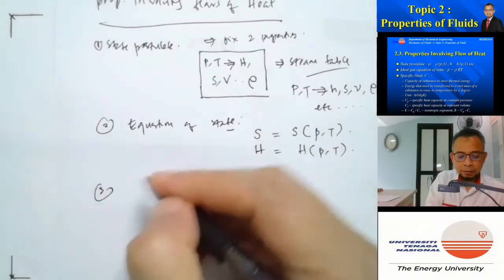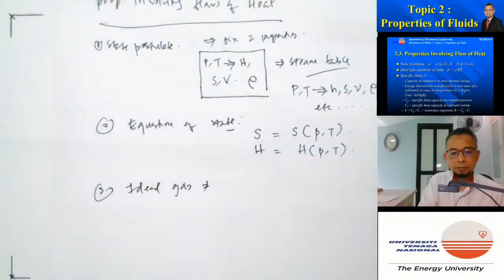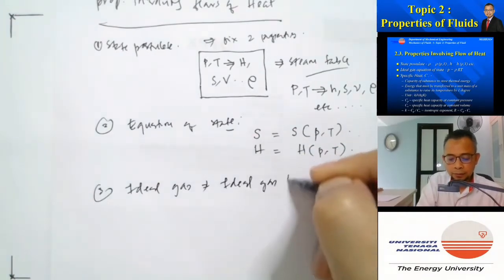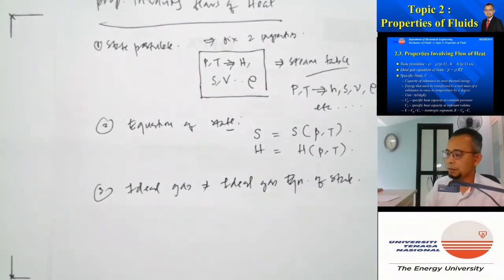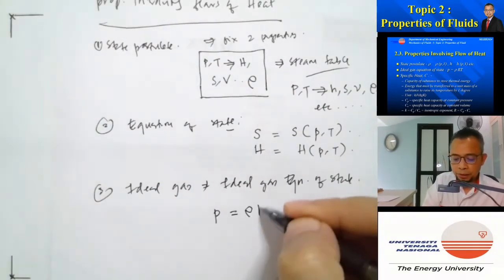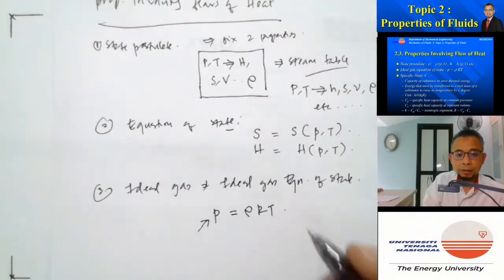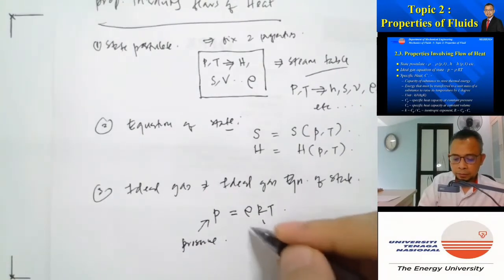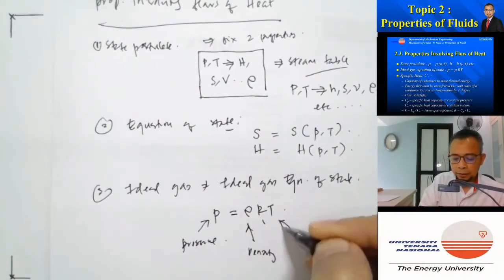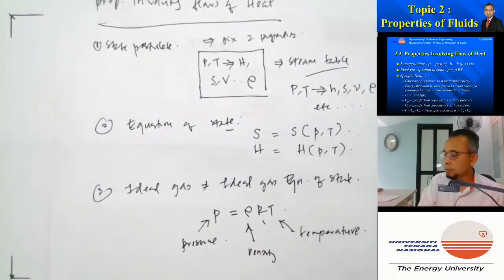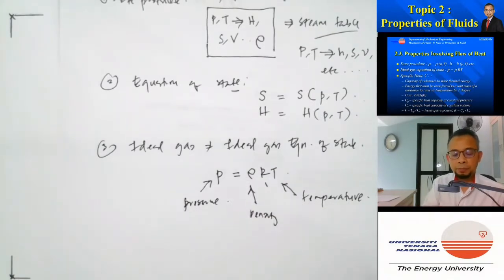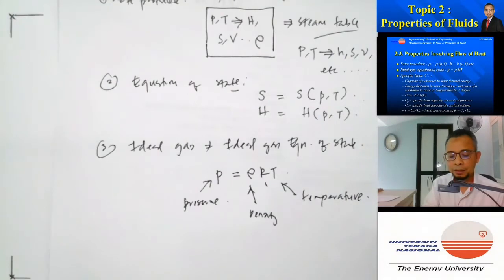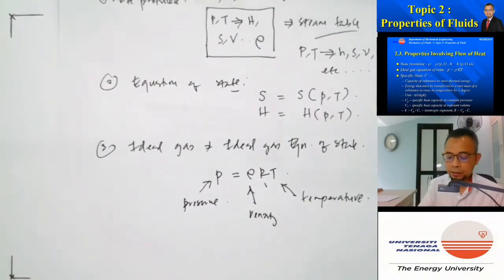So for ideal gas, we have what is called the ideal gas equation of state, which says P is equal to rho RT, where P is the pressure, rho is the density, and T is the temperature, right? So if we know density and temperature, we can calculate the pressure, and conversely, if we know pressure and temperature, we can calculate the density, or if we know pressure and density, we can calculate the temperature, right?